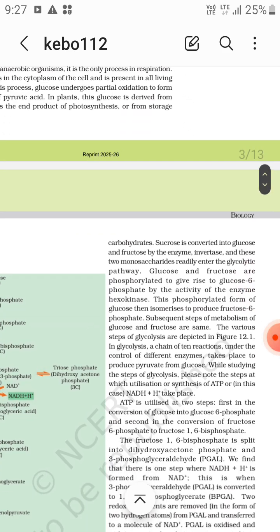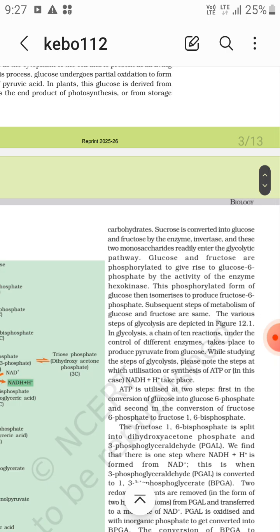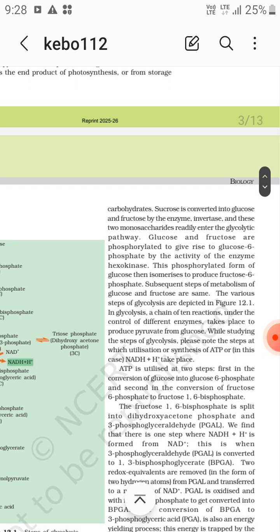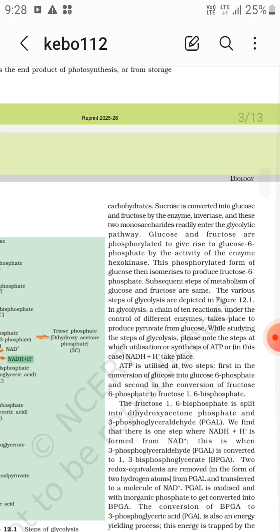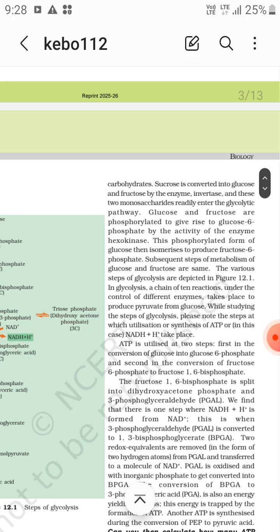Now sucrose is converted into glucose and fructose by the enzyme invertase, and these two monosaccharides readily enter the glycolytic pathway. So sucrose gets converted into glucose and fructose by the enzyme invertase. Okay, now glucose and fructose are phosphorylated, the phosphate is getting attached to give rise to glucose 6-phosphate and fructose 6-phosphate by the activity of the enzyme hexokinase. Okay, now this phosphorylated form of glucose then isomerizes to produce fructose 6-phosphate.